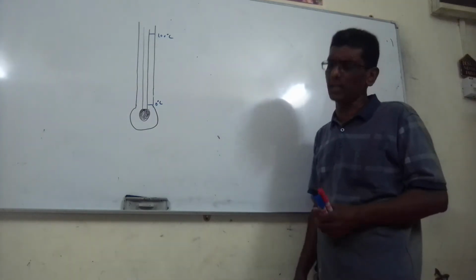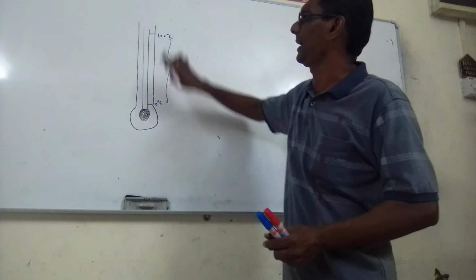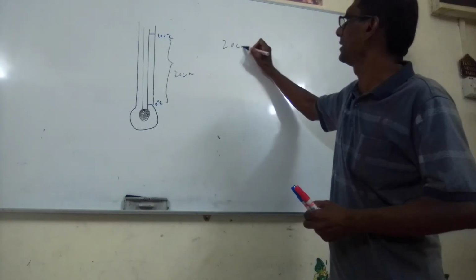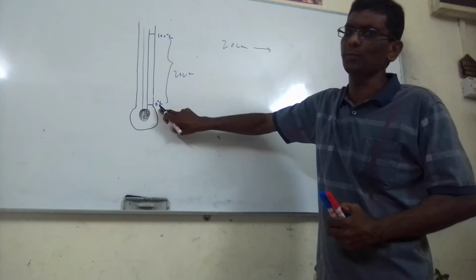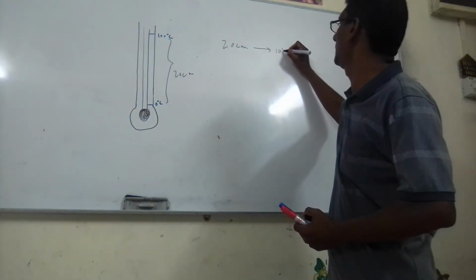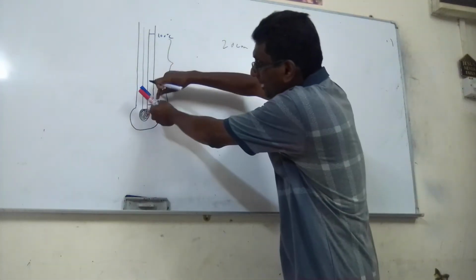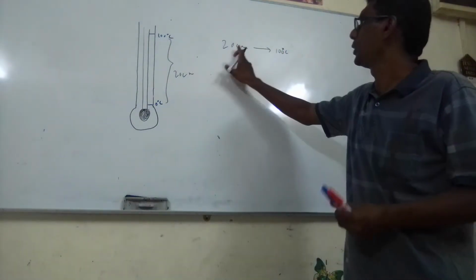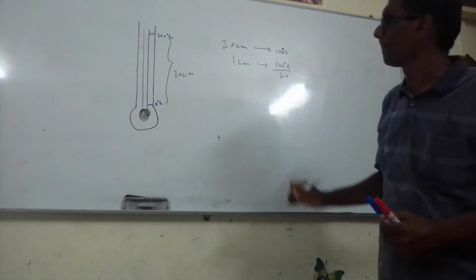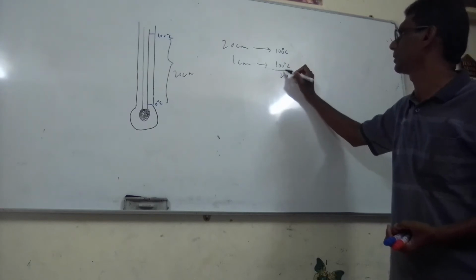So we make a thermometer and measure the length. For example, we take a ruler and measure the length between 0 and 100, say 20 centimeters. So 20 cm represents 100 minus 0, which is 100 degrees Celsius. 1 cm equals 100 degrees Celsius divided by 20, which is 5 degrees Celsius.